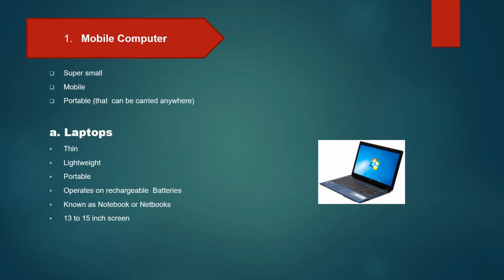So first type of computer is mobile computer. Mobile computers are super small in size and it's mobile. It can be carried anywhere. It means it's portable. And first type of mobile computer is laptop. As you can see in the picture, laptops are thin and lightweight and can be carried anywhere. That means it's portable. It operates on rechargeable batteries. It means we don't need any electricity for laptops if the laptop's battery is fully charged. It is also known as notebook or netbook. The screen size of a laptop is 13 to 15 inches.